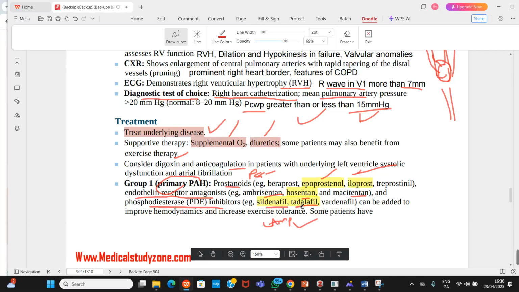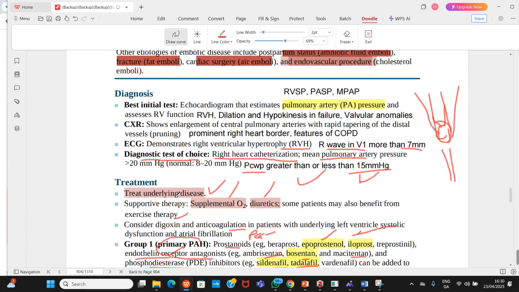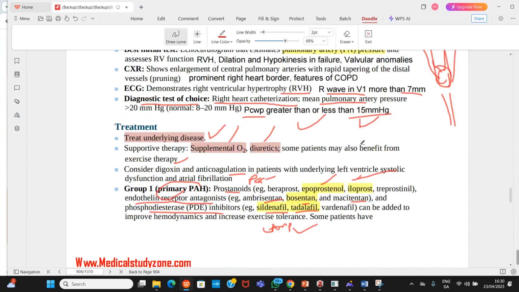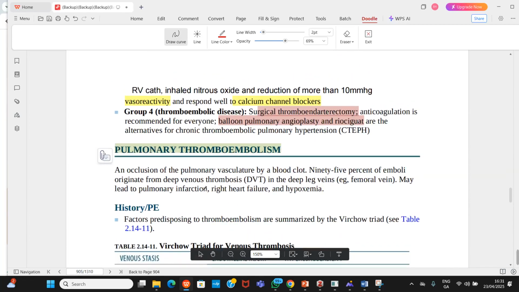phosphodiesterase inhibitors: sildenafil, tadalafil. Phosphodiesterase breaks down cGMP, so if you give a phosphodiesterase inhibitor, you allow a lot of cGMP to be in circulation, which can relax the vessels. So don't forget these 3, but don't forget the category where you use them. Group 1, group 1, group 1.